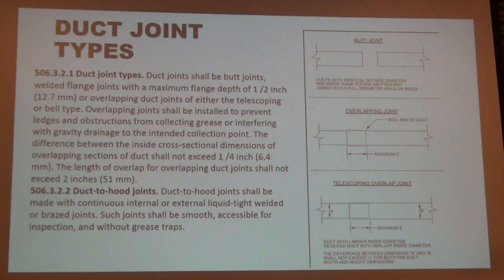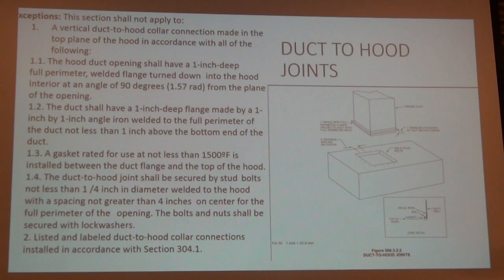to be accessible for inspection. But then there's an exception that you are allowed to go with a flange and then use a gasket that's rated at 1500 degrees. A good gasket material to use for that is K-wool. And then it gives you a laundry list of different things that you have to do. Listed and labeled duct to hood collar connection installed according to the manufacturer's instructions if it's a listed joint.